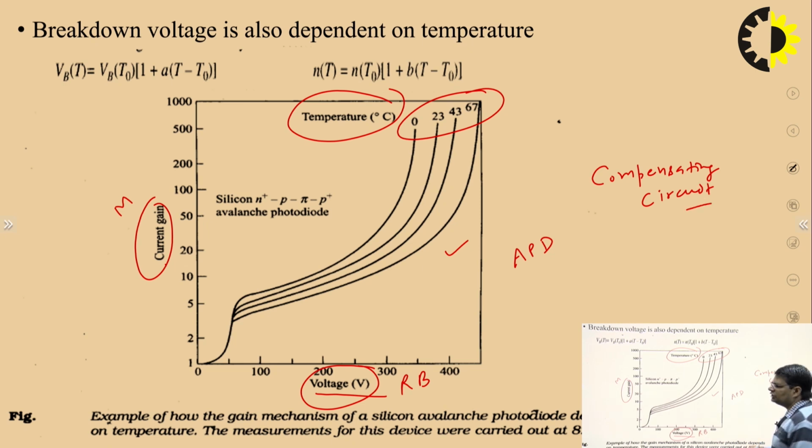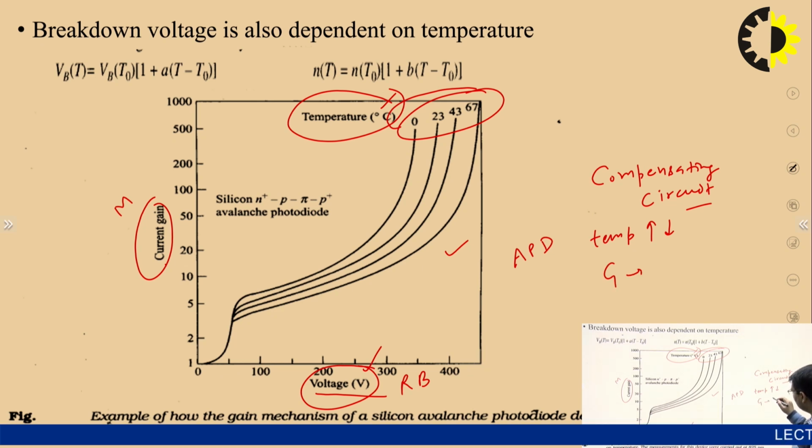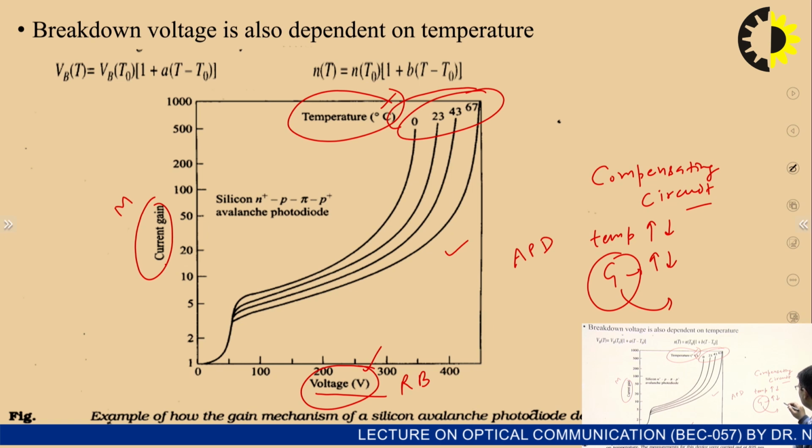A compensating circuit will be used that will adjust the reverse bias voltage to nullify the effect of change in temperature. Whenever there is a change in temperature, increase or decrease, the gain may also increase or decrease. So, gain can be controlled by controlling the voltage also.